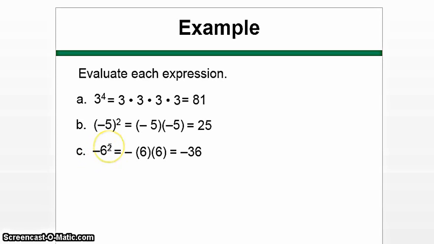The third example, -6 squared. In this expression, 6 is the base, not -6. Look at the previous example. -5 was inside the parenthesis. Here -6 is not inside the parenthesis. Here negative is multiplied with 6 squared, which gives negative times 6 times 6, which equals -36.